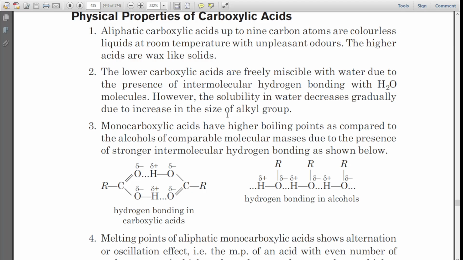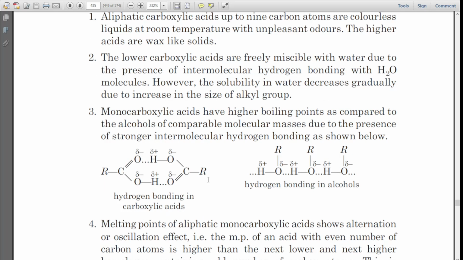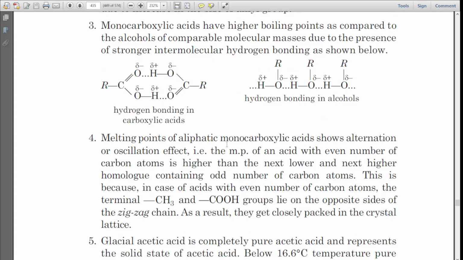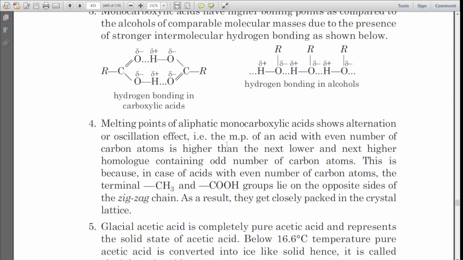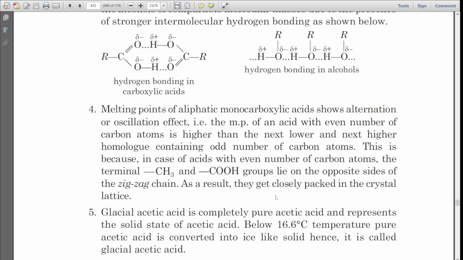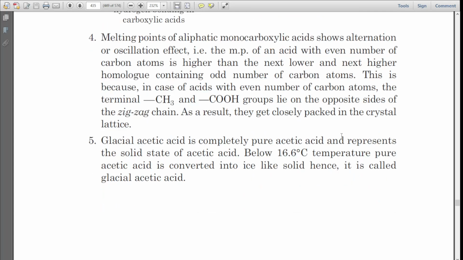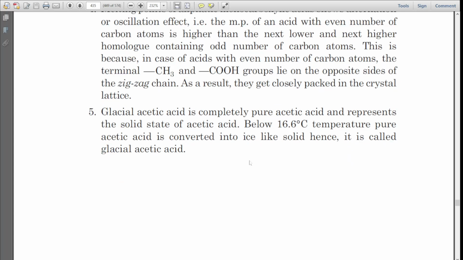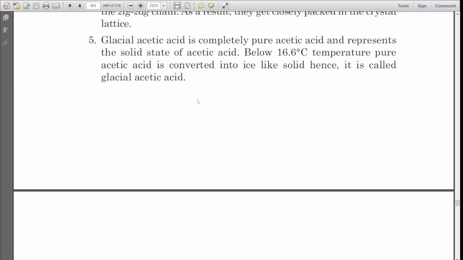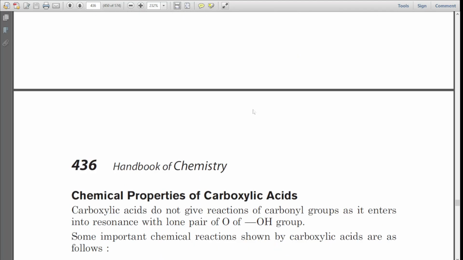Monocarboxylic acids have higher boiling point as compared to alcohols of comparable molecular mass due to presence of stronger intermolecular forces, as you can see here. Melting point of monoaliphatic carboxylic acid shows alternation or oscillating effect. The melting point of an acid with even number of carbon is higher than the next group. This is due to the zigzag pattern chain of CH3 and COOH groups. Glacial acetic acid is completely pure acetic acid present in solid state below 16.6 degrees Celsius.